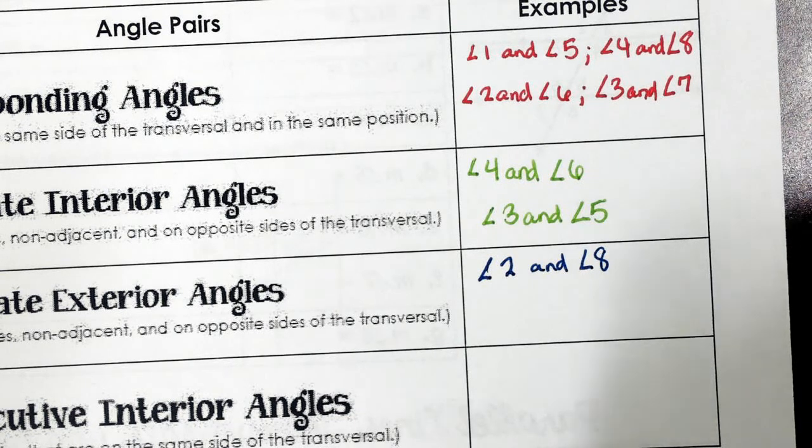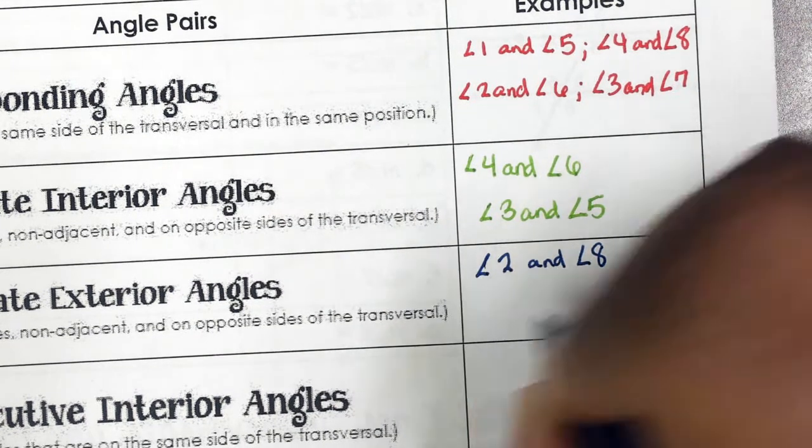Alright. What's the other pair? Angle 1 and angle 7.